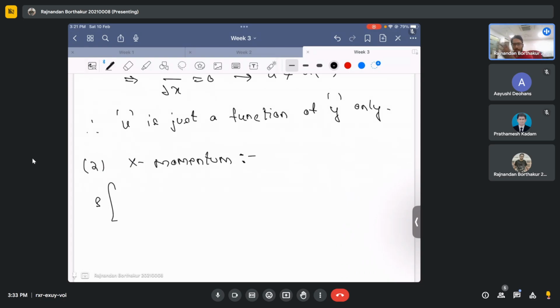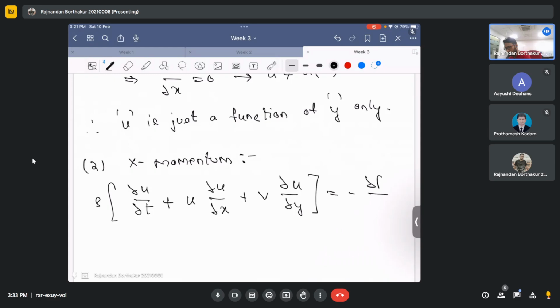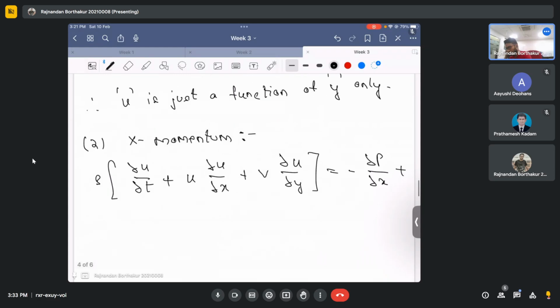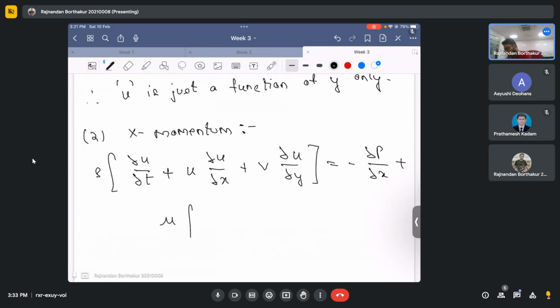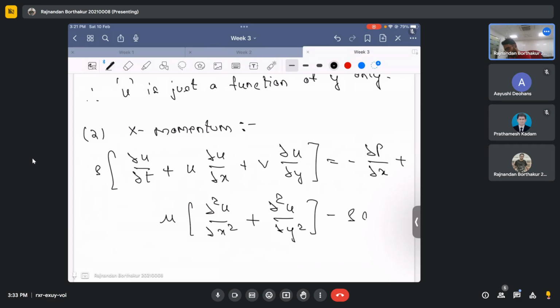If I split that material derivative, it becomes the temporal term, which is del u by del t, plus u times del u by del x, plus v times del u by del y. This equals the pressure gradient, which is minus del p by del x, plus the dynamic viscosity mu times del squared u by del x squared plus del squared u by del y squared, minus rho g.